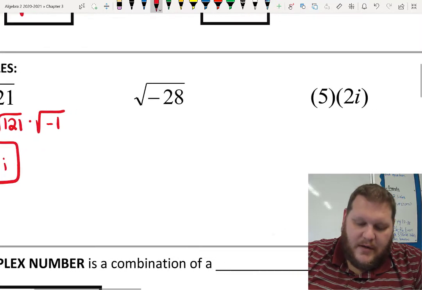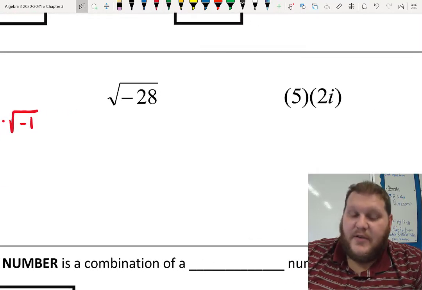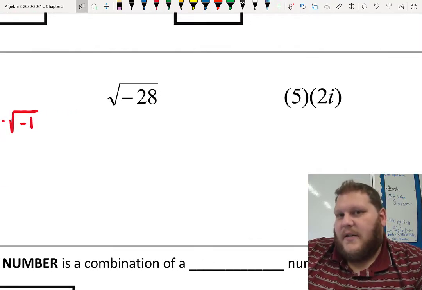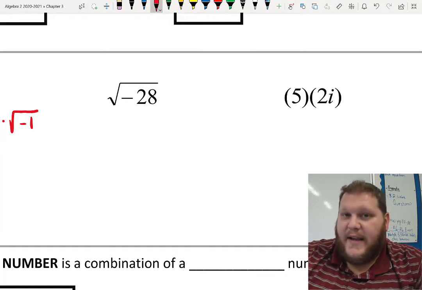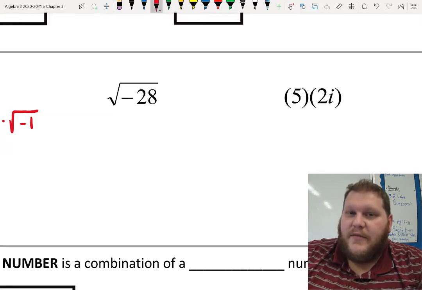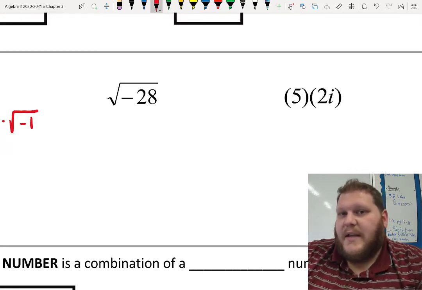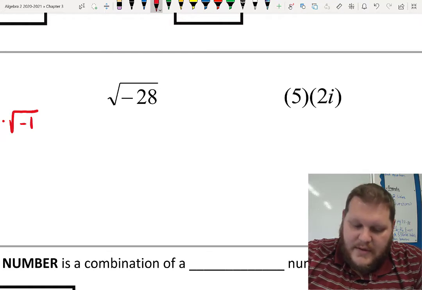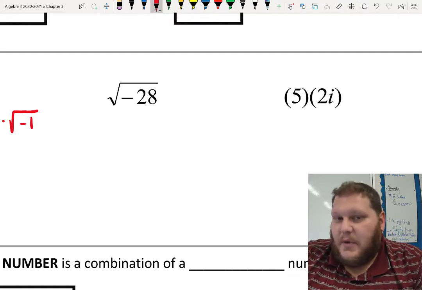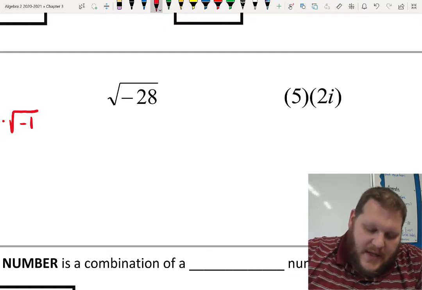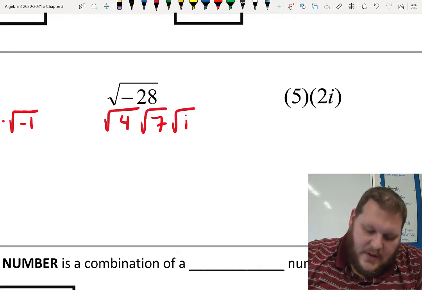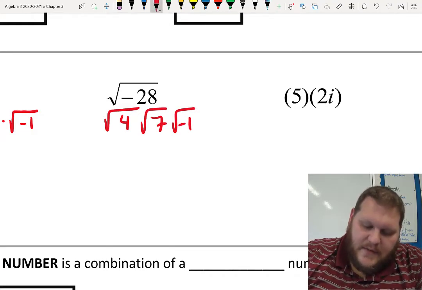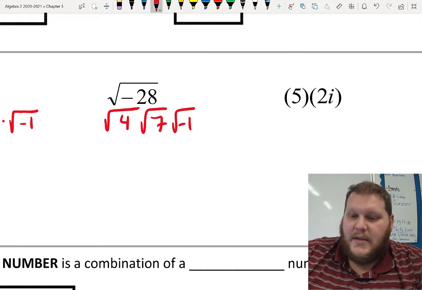You can do the same thing with the square root of negative 28. You're still going to have some stuff left over from radicals, because if we didn't have the negative there, to find the square root of 28, I would break it down into the biggest perfect square and whatever my leftover is. In this case, 4 is the biggest perfect square that goes into 28. So I'm going to split this up into the square root of 4 times the square root of 7, and then I also have the square root of negative 1 as well.